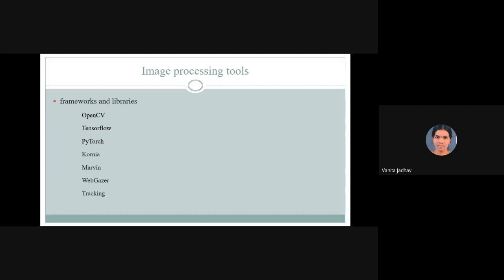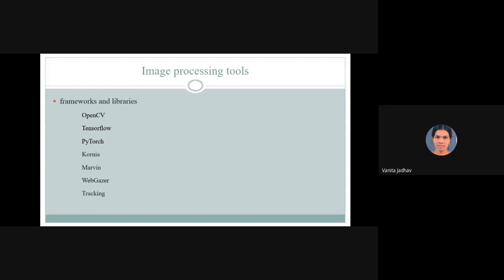Then next is OpenCV. It is designed to develop open infrastructure and basic algorithms for computer vision. It is a basic algorithm for computer vision in image processing tools.